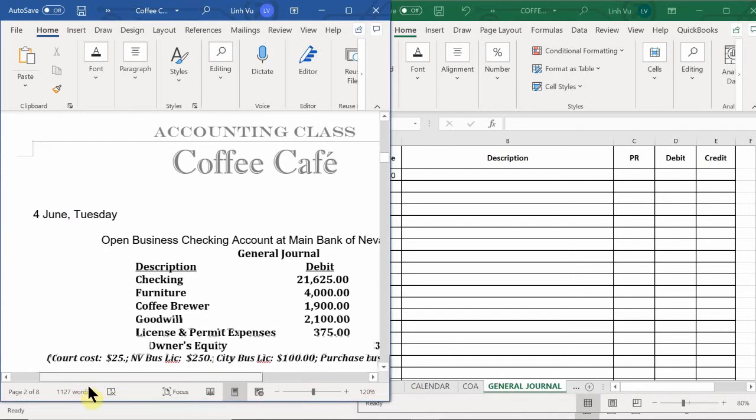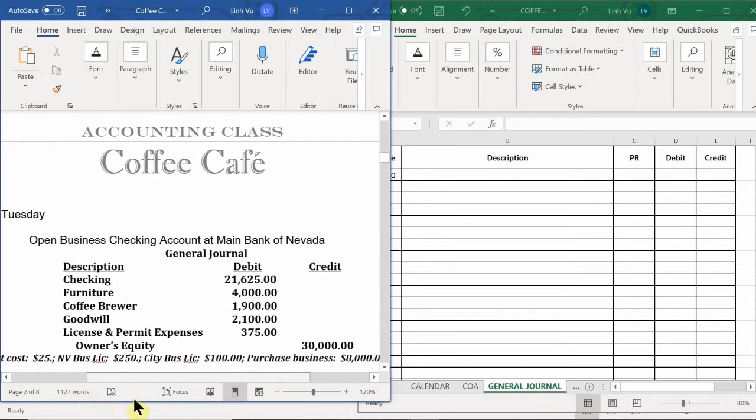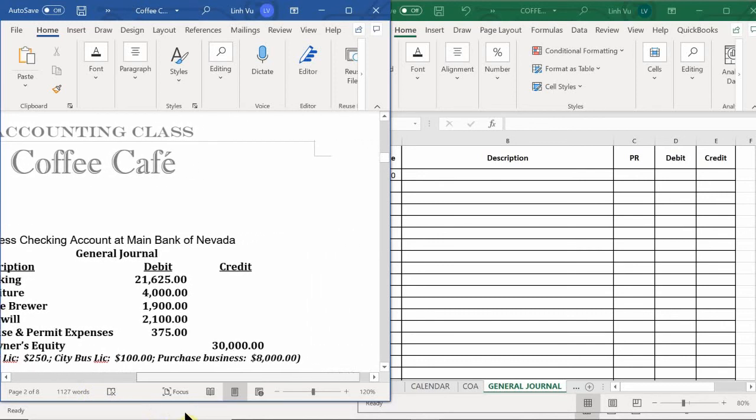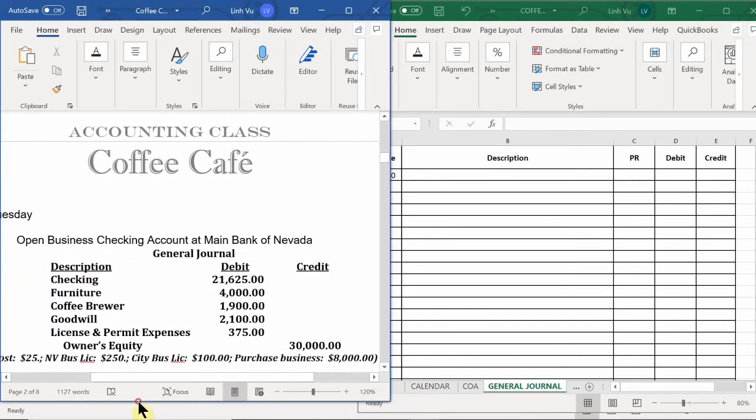So then, same day, this is where Bob finally opens his business checking account at the Main Bank of Nevada. So now he only has so much money left because he already spent the money. Now we need to reverse, because in this case we spent this money for starting up the business. We bought a shop, we paid for licenses, and we paid to change the name.